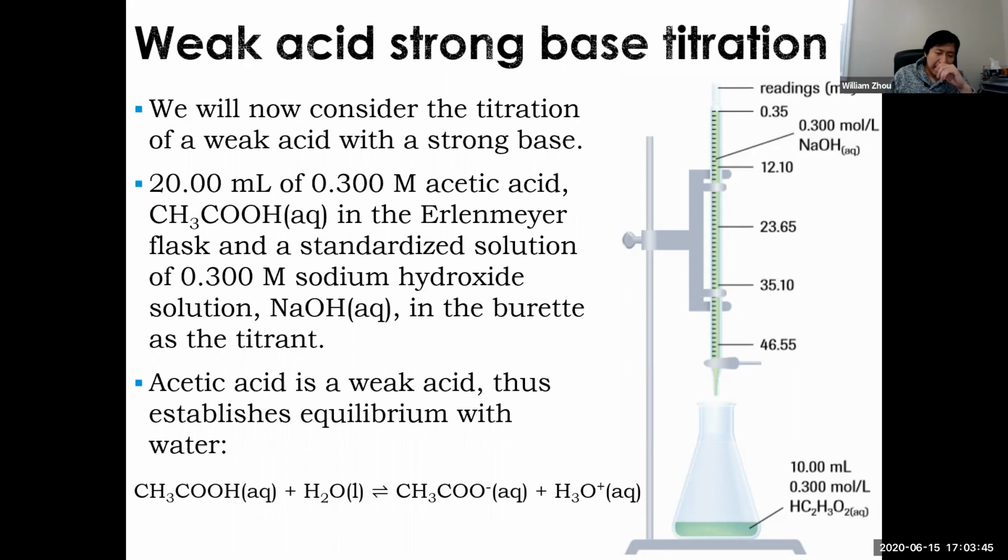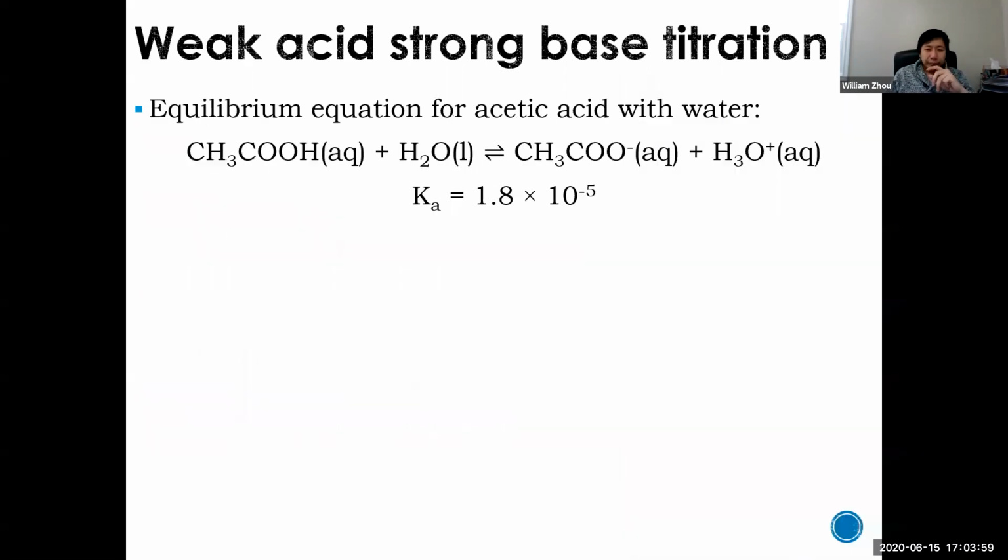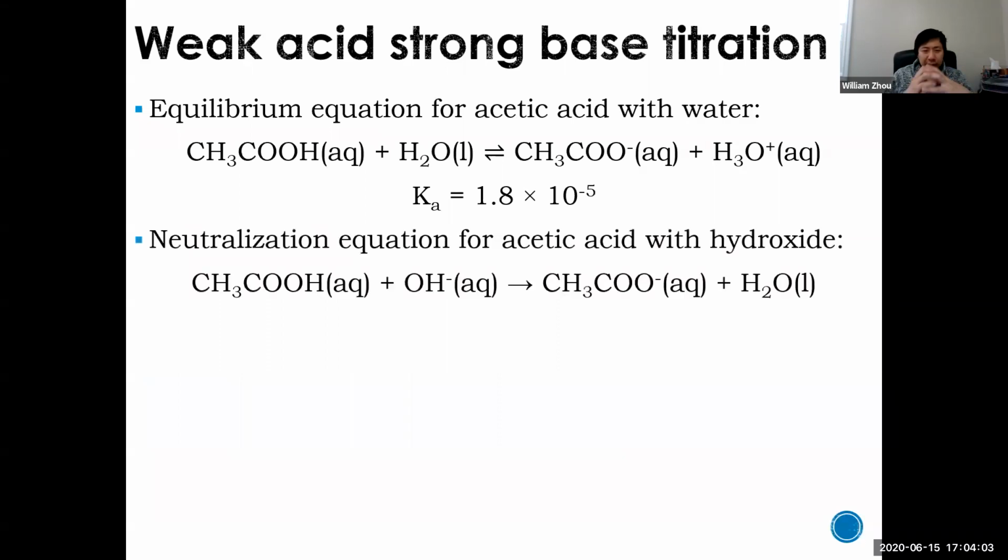Okay, how would that change anything? Well, the equilibrium will favor the reactants because you have a small Ka. So most of the entities at equilibrium will be reactants with very little product, because the Ka is 1.8 times 10 to the negative 5.